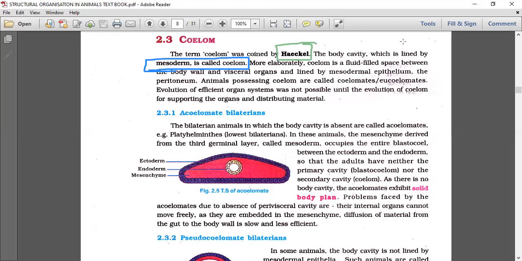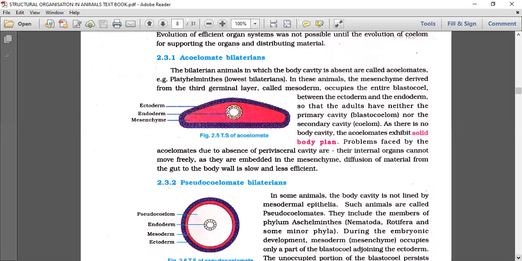More elaborately, coelom is a fluid-filled space between the body wall and visceral organs and lined by mesodermal epithelium. We call it in the adult the peritoneal layers. Animals possessing coelom are called coelomates or eucoelomates. Evolution of efficient organ systems was not possible until the evolution of the coelom for supporting the organs and distributing material. That means coelom is related to that evolution. Having a true coelom means that was a much more evolved animal, you can understand.